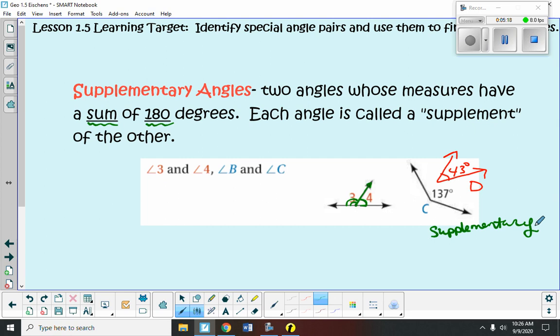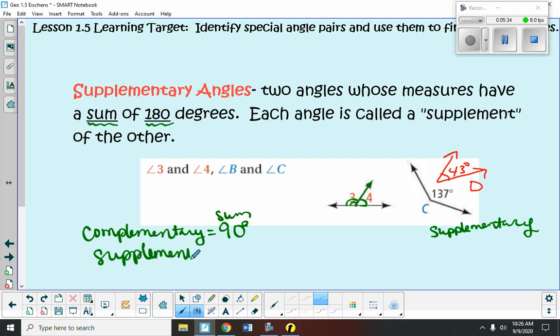So just to recap, complementary angles have a sum of 90 degrees. Supplementary angles have a sum of 180. And you have to memorize these terms. You're going to see these over and over again, and you're going to need to use these terms to solve problems.